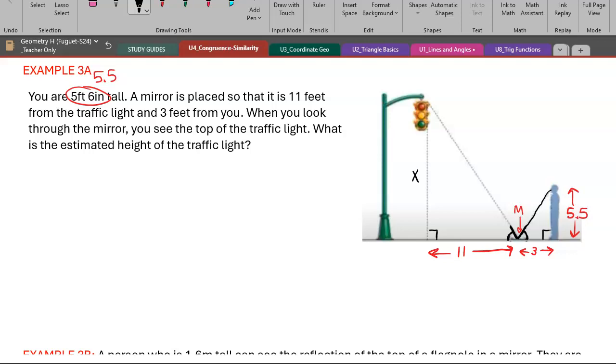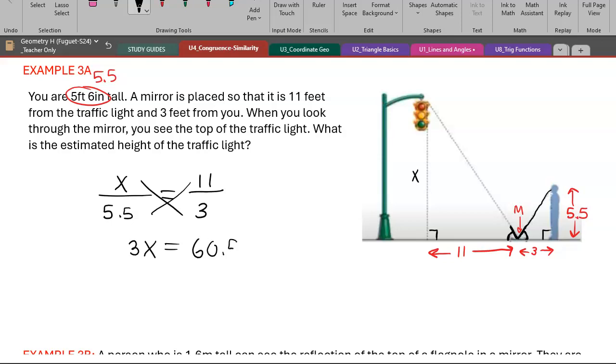So now it's time to set up the proportion. We have the height of the traffic light over the height of the person, and that's going to be equal to the distance from the traffic light to the mirror over the distance from the person to the mirror. And just like everything else, the setup really is the most challenging part. Now we're going to go ahead and cross multiply and do the math to back our work up.